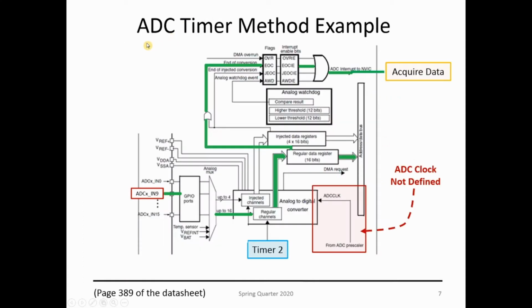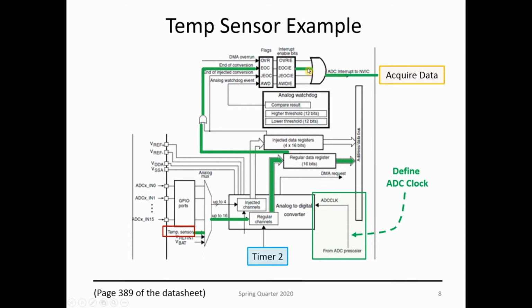In the previous video, we saw the ADC timer method. We were sampling pin 1 of channel 9, under a regular channel. It was putting the data into the registers and generating an interrupt whenever the conversion was done, and that was the way to acquire the data. The ADC was being sampled by using timer number 2. We didn't address this ADC clock, so we never defined how fast our ADC was running, and that's the goal of the temperature sensor example.